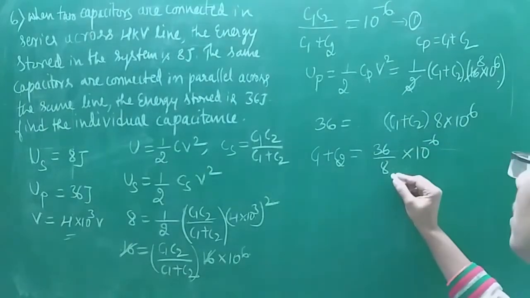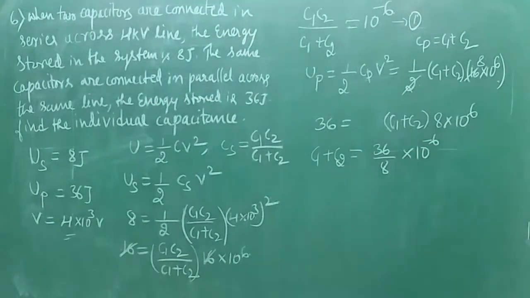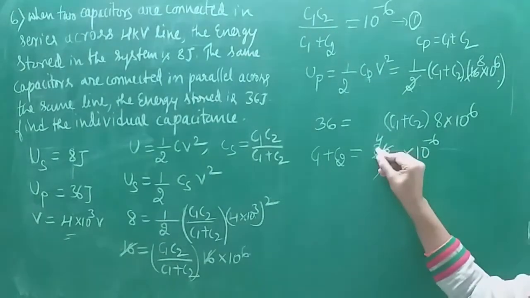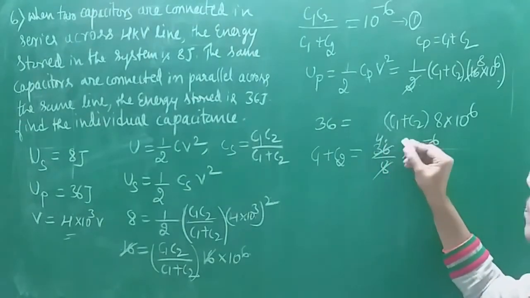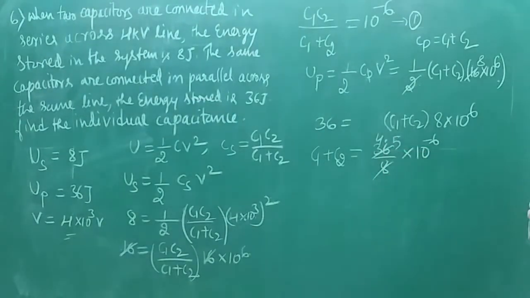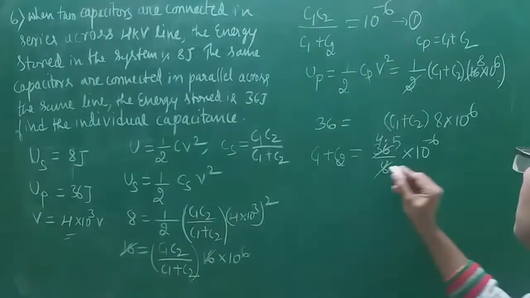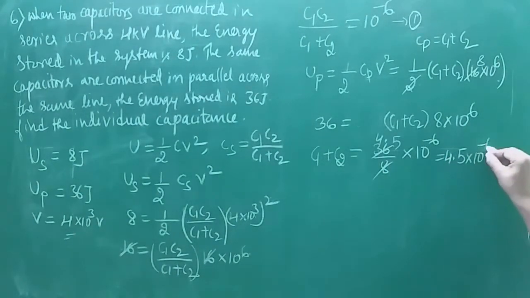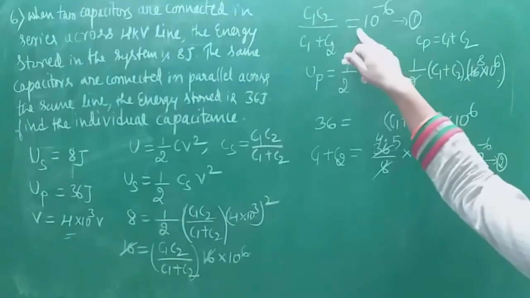Okay, so here we can write 8 1s are 8, 8 4s are 32, remaining is 4, then 8 5s are 40, so 4.5. So here C1 plus C2 is equal to 4.5 into 10 to the power of minus 6. Okay, so then let us take this as equation 2. Now substitute this value in this equation.